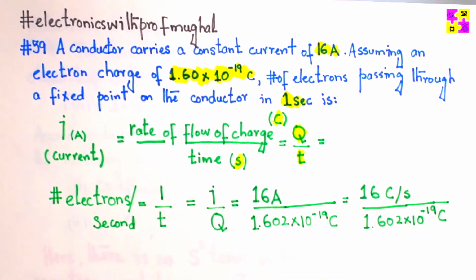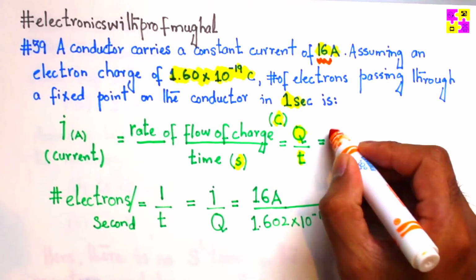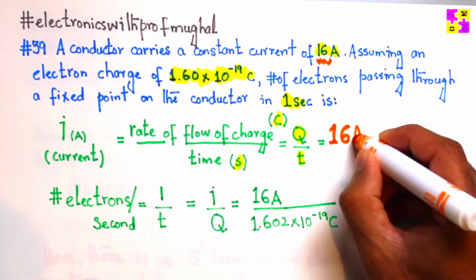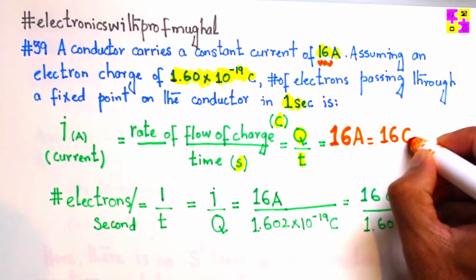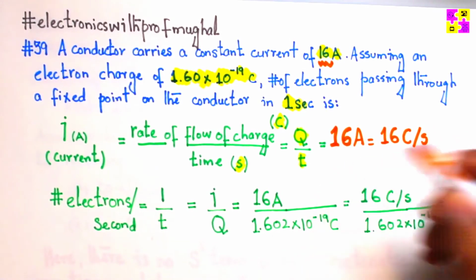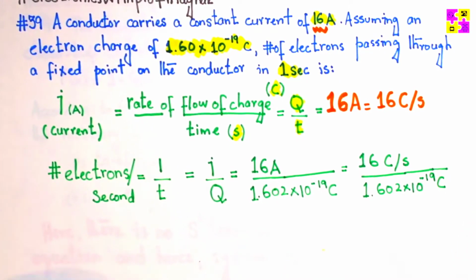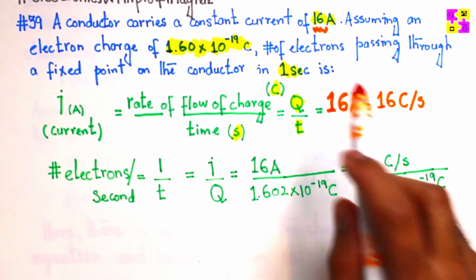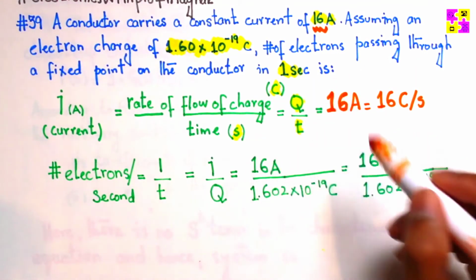Because this part is given in the question, 16 amps, I can technically write it as 16 amps, or I can also write it down as 16 coulomb per second. Both units are pretty much the same. Now, since our goal is to find the total number of electrons passing through a fixed point on the conductor in 1 second.